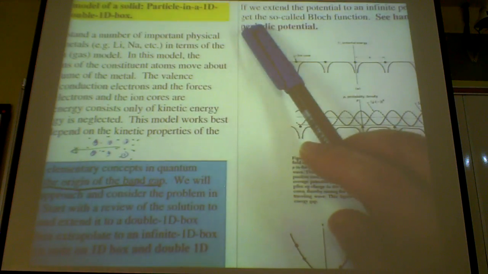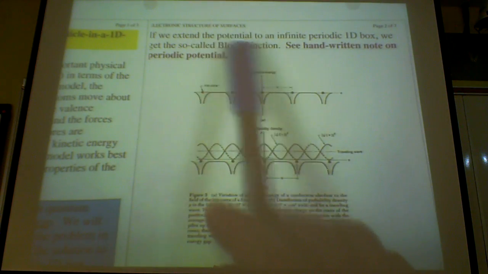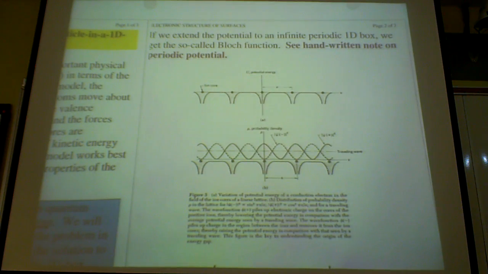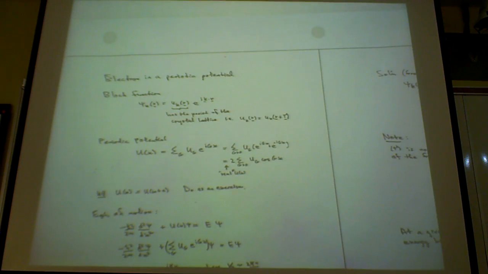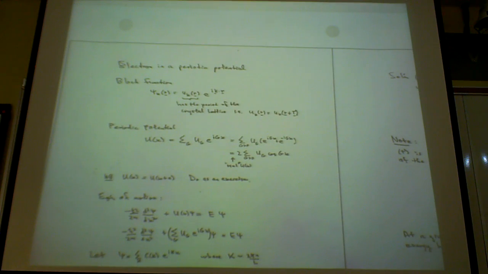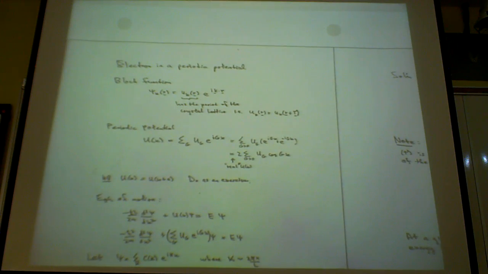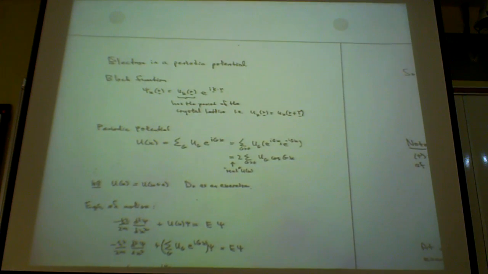We'll extend. Okay, so here, if we extend the potential to an infinite periodic one-dimensional box, right? So we have two square wells now, infinite dimension. We get the so-called Bloch function. So let me just give you a very quick overview. Again, I don't intend for you to derive this, but I just wanted to give you a background, a feel for this, because I think it's important to have a little more meat to see where these things come from.